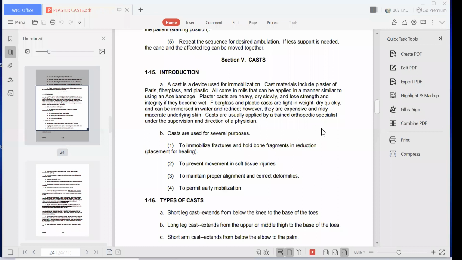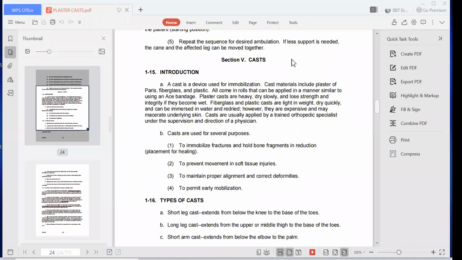become wet. But the only thing is that we have to make sure, to make it tight and dry, we should not use any kind of water, or it should not be wet. Fiberglass and plastic casts are light in weight. They can be easily dried, and they can be immersed in water and again re-dried. They are excessive and may macerate underlying skin.